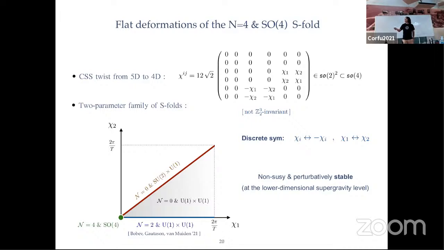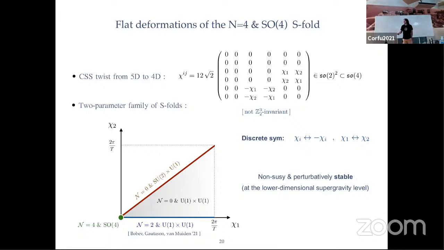The only thing I need to do is to perform one of these CSS twists in order to break SO4 to, let's say, its Cartan subgroup. So this allows me two parameters that I call chi1 and chi2. They specify an SO6 twist, in particular an SO4 twist of this type, and then induce a Kremer, Scherk, and Schwarz reduction from 5D to 4D. So I should generate a two-parameter family of S-folds.